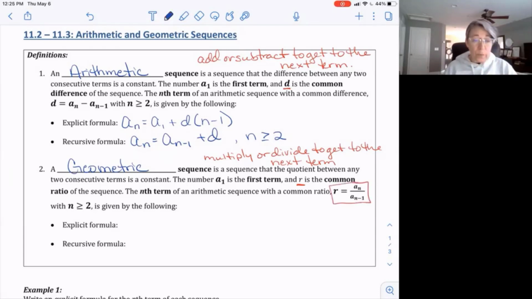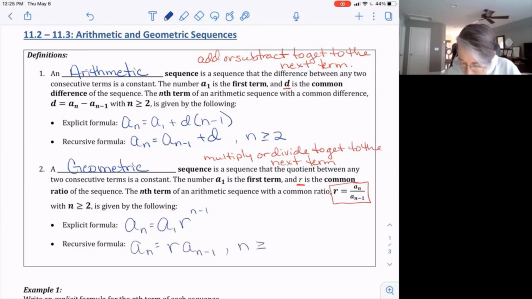So the explicit formula for a geometric sequence is the nth term would be the first term times r to the n minus 1. Notice how that looks like an exponential. You have your initial value in the front, and you have that ratio, or the rate at which it's growing, to the exponent. The recursive formula is the ratio times the term before it. But again, we have to start with n greater than or equal to 2. You have to have at least the first term.